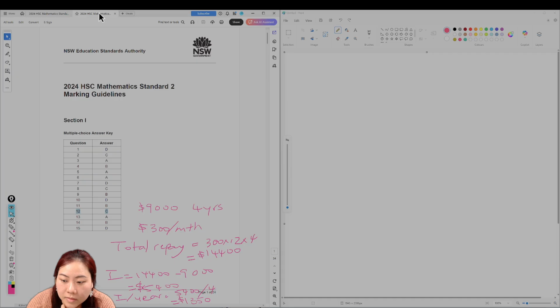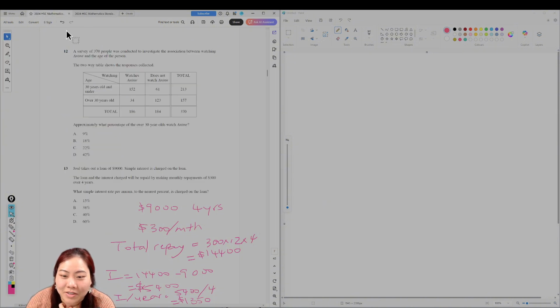13A. Let's see. 13A. I like it when I'm right. 2 more questions of this section.